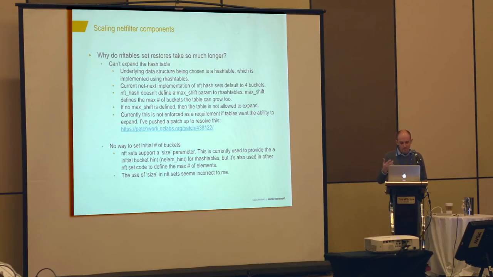So this goes into a little more detail of what Thomas was talking about. The first problem that I hit was that we couldn't actually expand the hash table. The underlying data structure for the hash table in nft set is using rhashtables. As of a week ago, the net-next implementation for nft hash set, and I guess this is still true, defaults to 4 buckets, but it doesn't define a max_shift parameter to rhashtables. If that's not defined, then we can't grow. There's a check effectively in rhashtables that if max_shift isn't defined, we're not allowed to grow the hash table at that point.